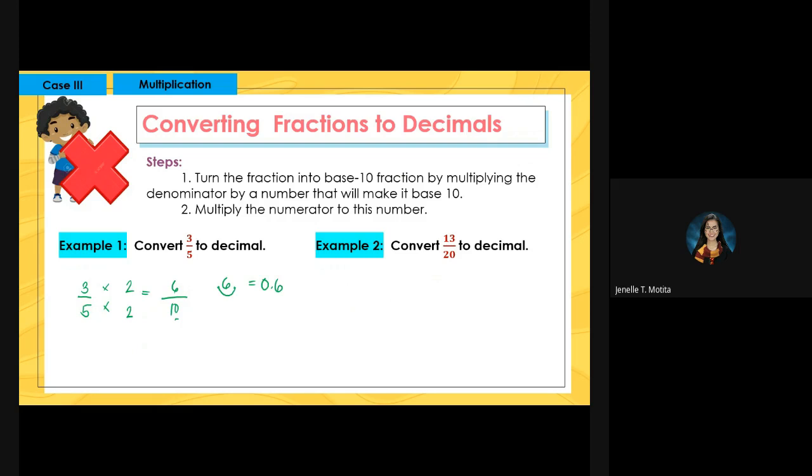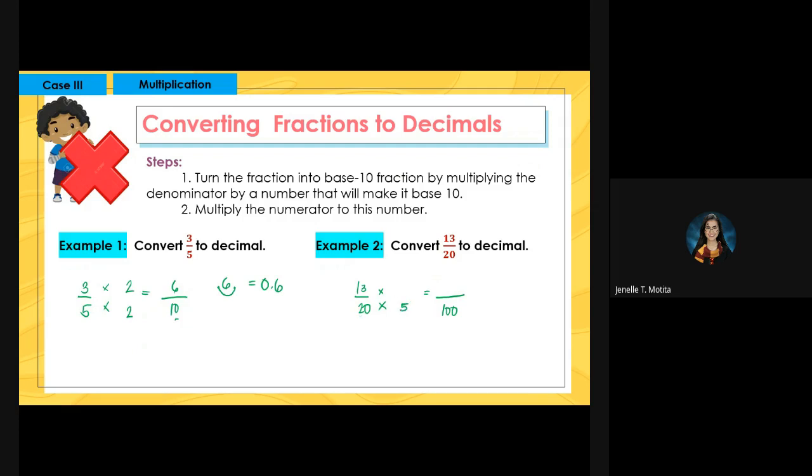Let's have example number 2. Convert 13 over 20 to decimal. Same process, 13 over 20. Multiply these two numbers to yield a base 10 denominator. So for 20, the closest base 10 number is 100, right? We cannot use 10, because you would have to divide. So what number will you multiply by 20 to get 100?